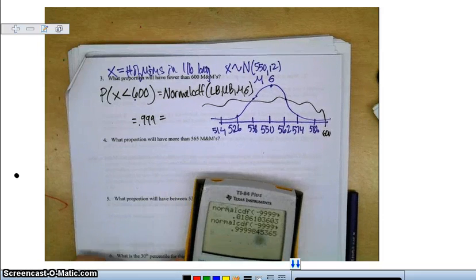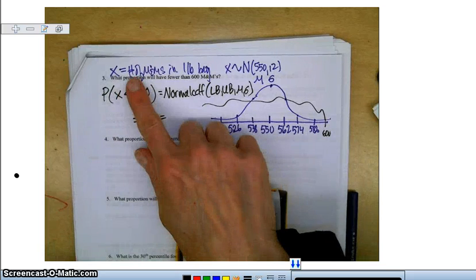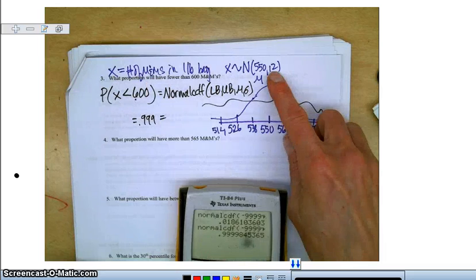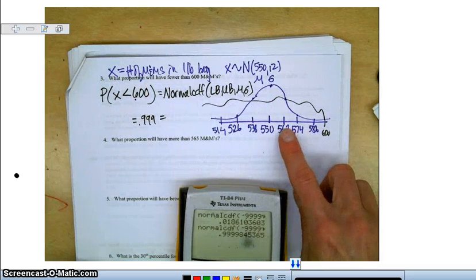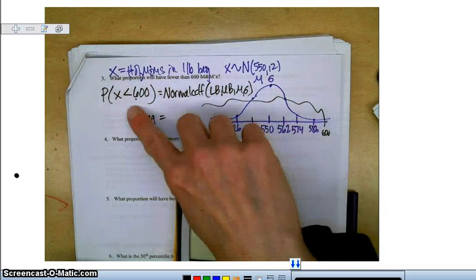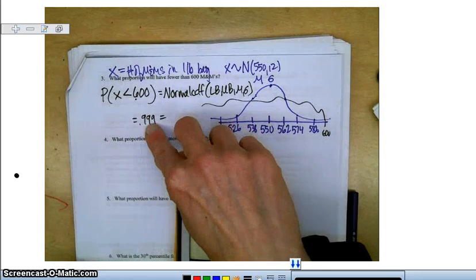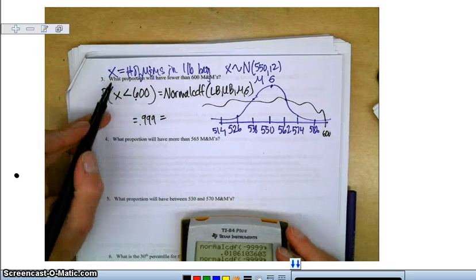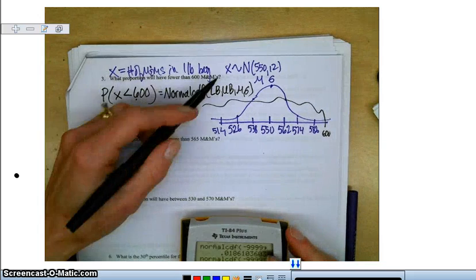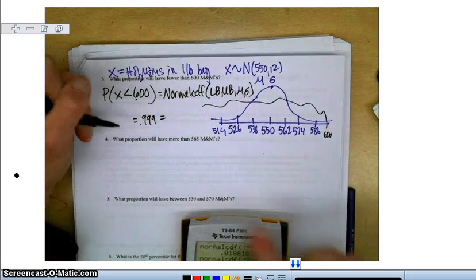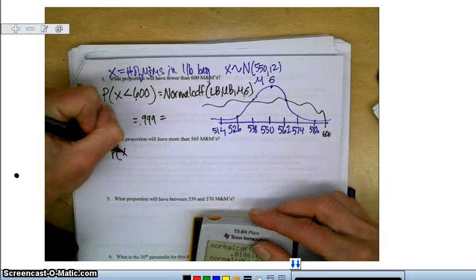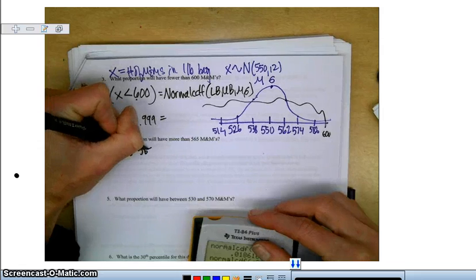All right, so we've already defined the variable and named the distribution. We have a picture. This shading went with less than 600. Here's the problem, here's how we got it, here's the answer. So now we're going to do the same thing here. We've already got this written, and we've already got the picture. So we need to write the problem. What proportion will have more than 565? So X is greater than 565.